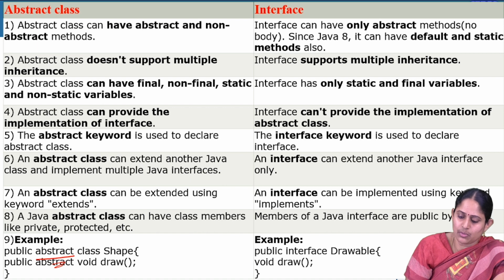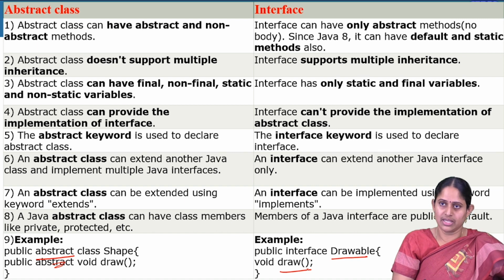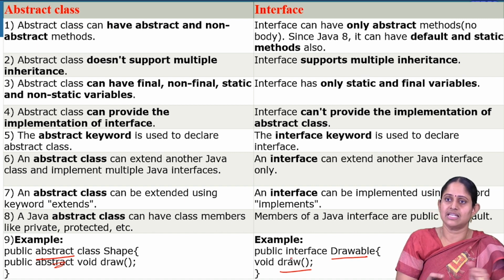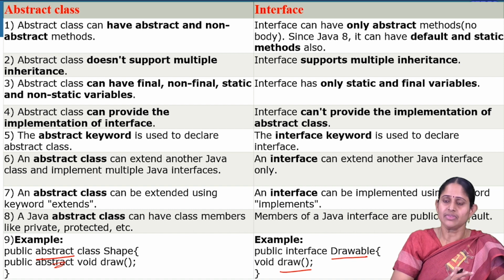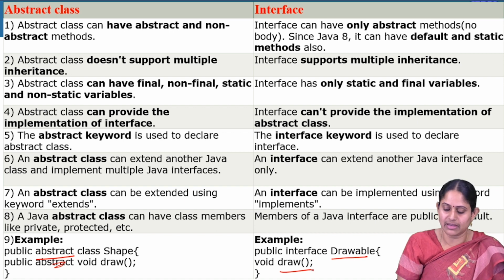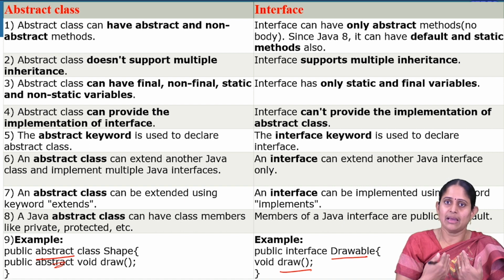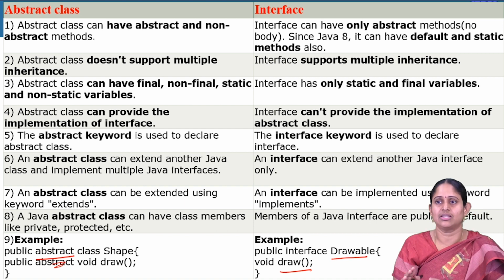And this is an example where we are creating an interface named drawable, and the abstract method is draw. Since the methods inside an interface will always be abstract, they will not have any implementation, and whichever class is either implementing or inheriting these should give the implementation for the draw method of either the abstract class or the interface.